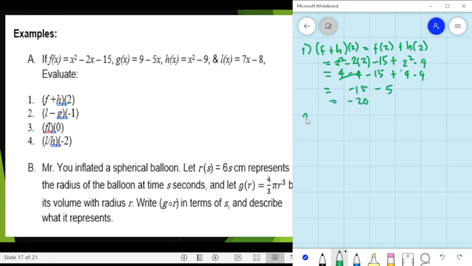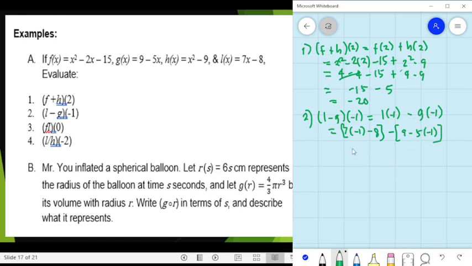Okay, so in number 2 we have L minus G of negative 1. So it should be L of negative 1 minus G of negative 1. First thing to do, you replace the x in L with negative 1. So we have 7 times negative 1 minus 8 minus G of negative 1. We have G is 9 minus 5 times negative 1.